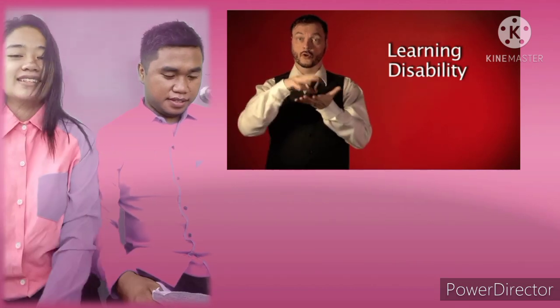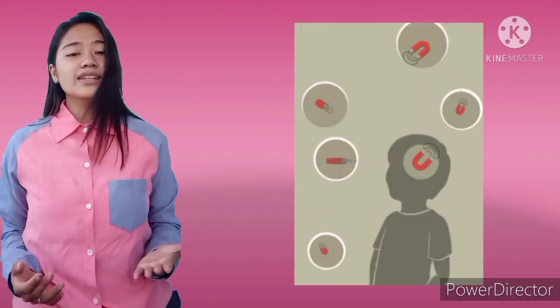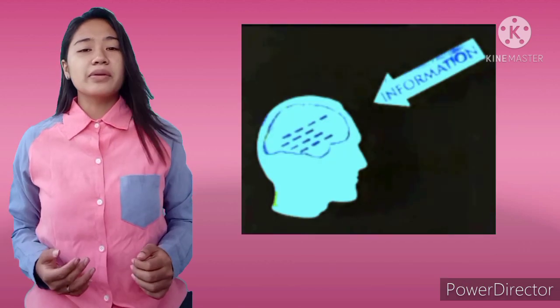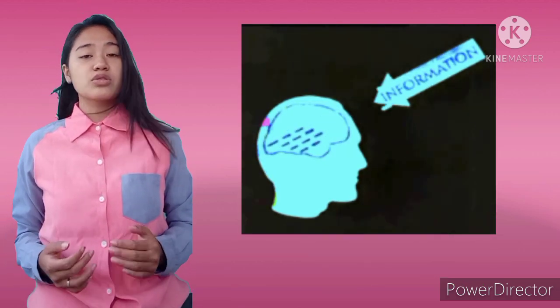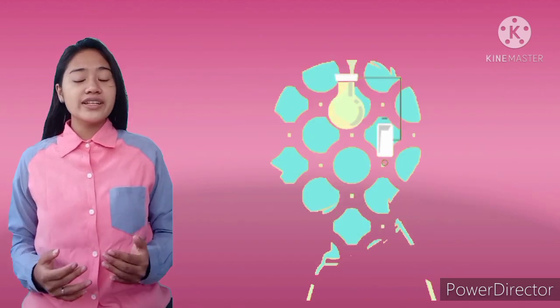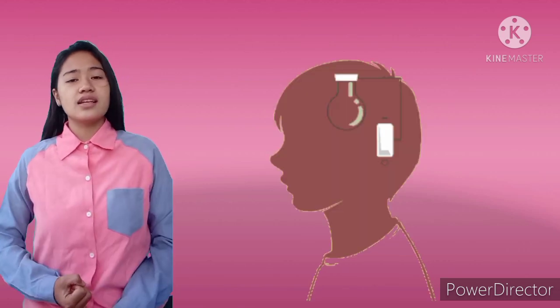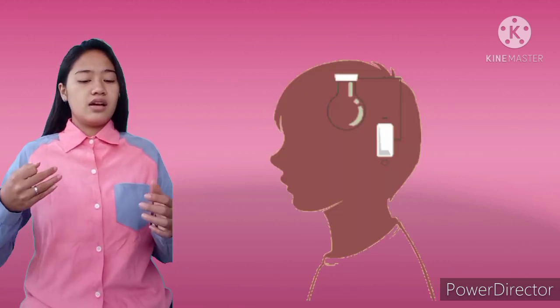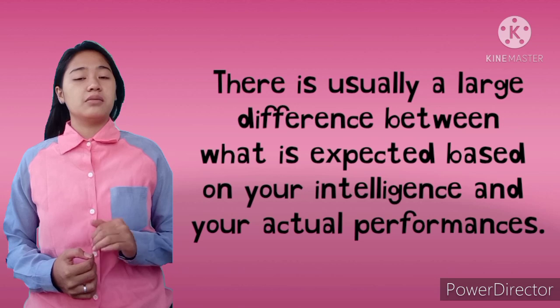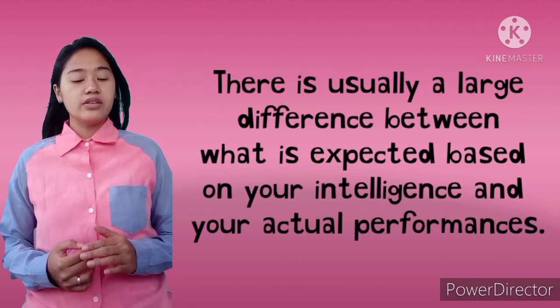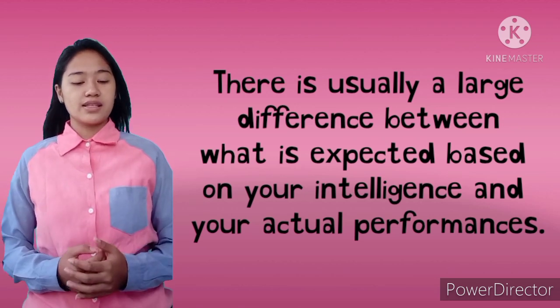Topic is all about learning disability. So what is learning disability? Learning disability is used to describe a group of disorders that affect how someone learns. So when you have a learning disability, you have difficulty in reading, writing, in mathematics, listening, and even speaking. There is usually a large difference between what is expected based on your intelligence and your actual performance.